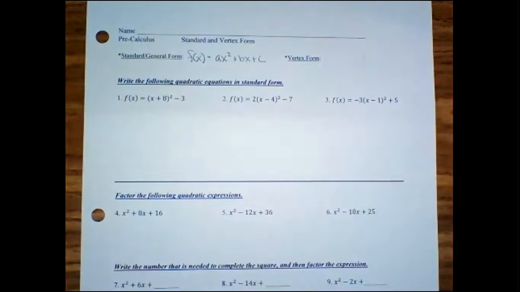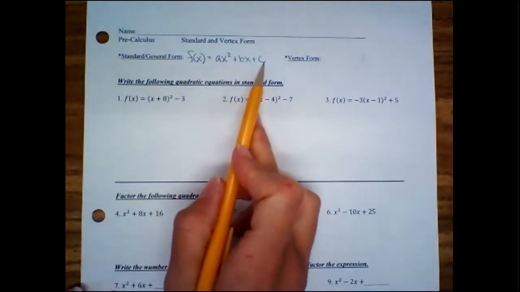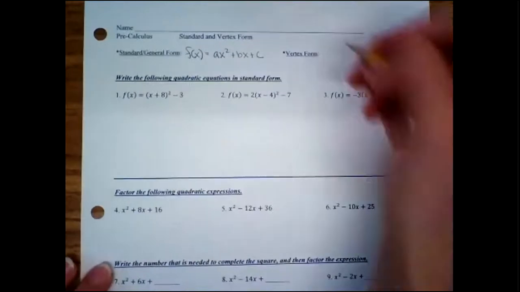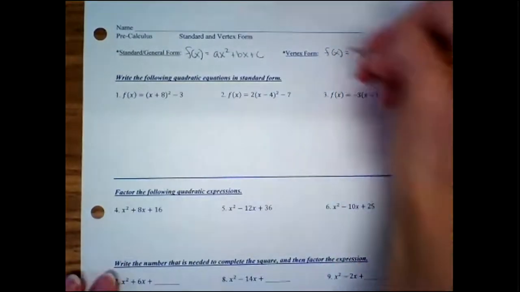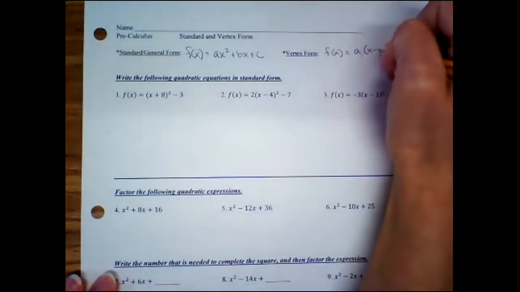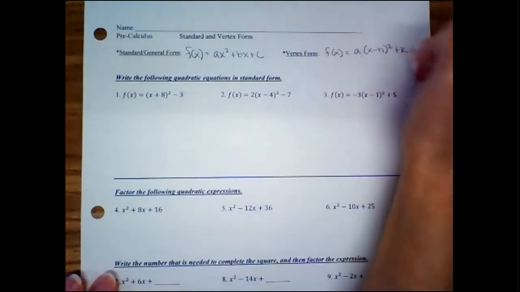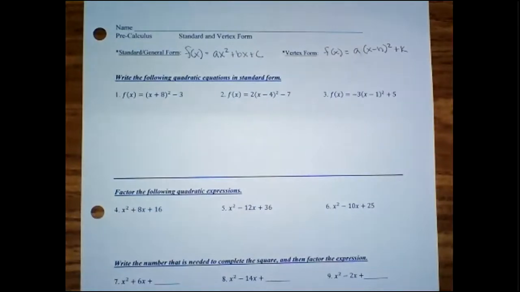f of x equals, they're all going to have f of x equals function. ax squared plus bx plus c. So you have the squared term and then just the x and then the constant, like just the number that's left over. And then your vertex form. It's f of x equals a out front, (x minus h) squared plus k.